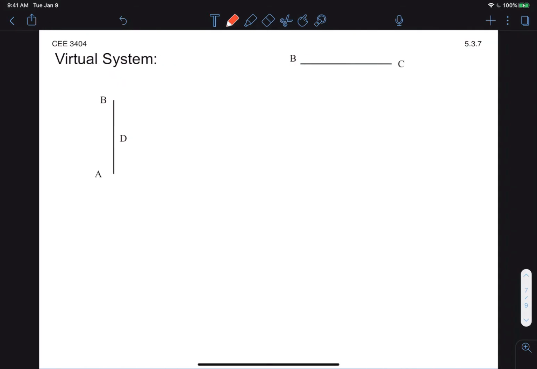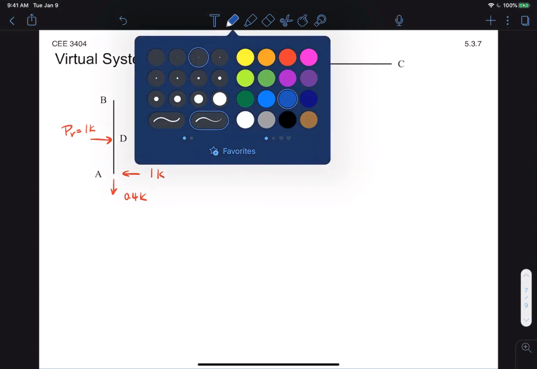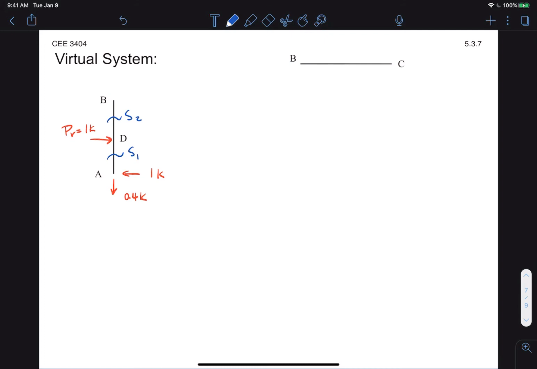Now we can move on to the virtual system. So let's again start with beam AB, and let's add the reactions. And we'll also add the virtual force at D. So this beam we should split into two sections, just as we did with the real system. And I'll use the same constant of integration here. So again, we'll go ahead and solve for section 1.